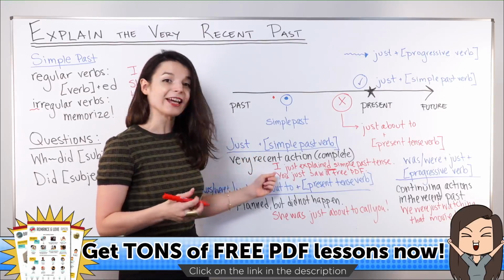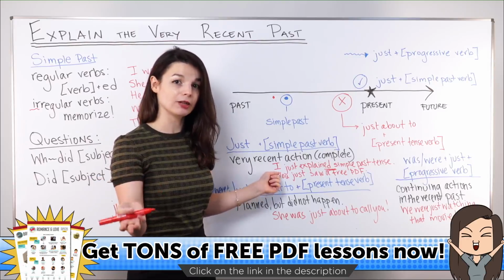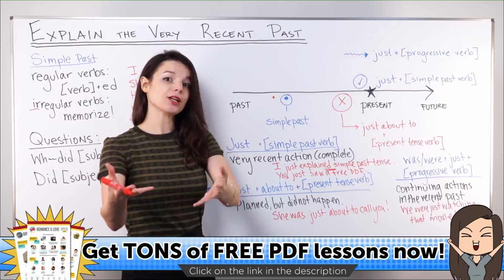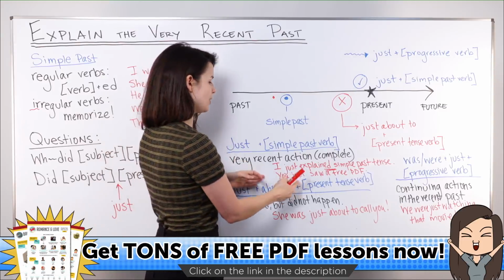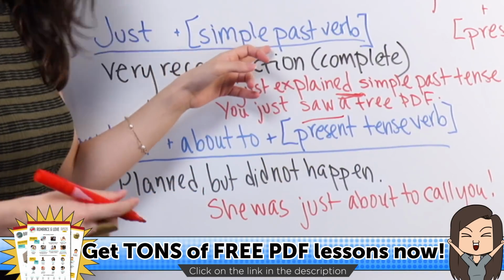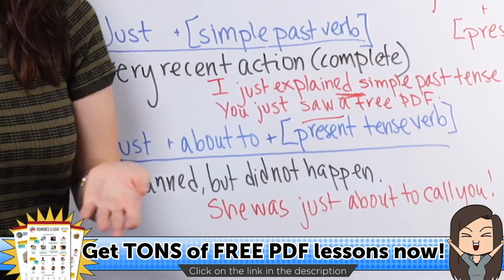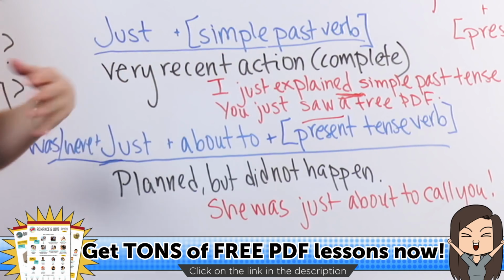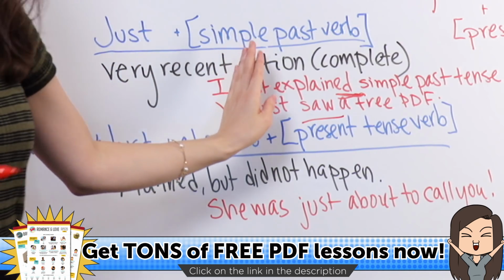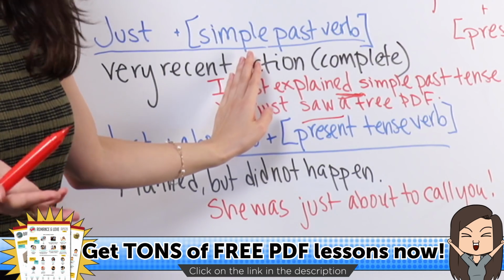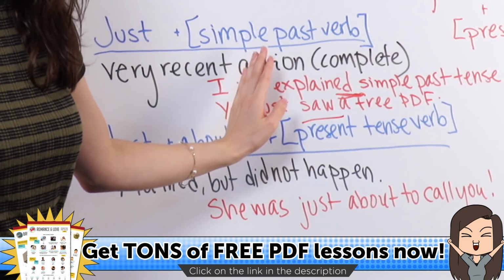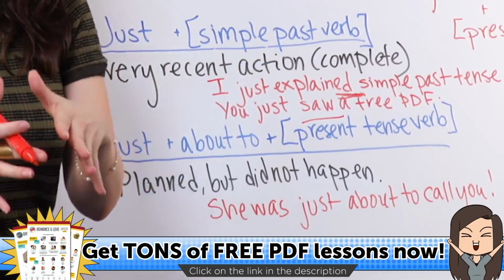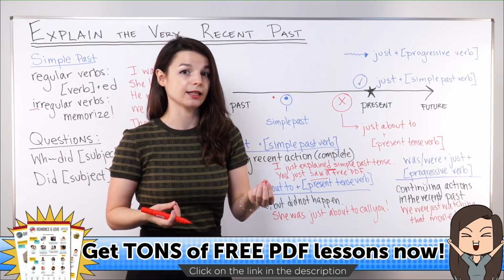Very recent. In your case, you just saw a free PDF, for example. So I showed you the PDF. That was a very recent action. I can say, you just saw a free PDF. Here I'm using just plus my simple past tense verb. So what's the difference? Why is this important? If I remove just here, it doesn't have the same feeling of something that's very recent. Yes, these sentences are okay. Like for example, I explained simple past tense, or you saw a free PDF. There's no communication problem there. That's a great sentence. But we don't have the feeling of something that happened really recently there.